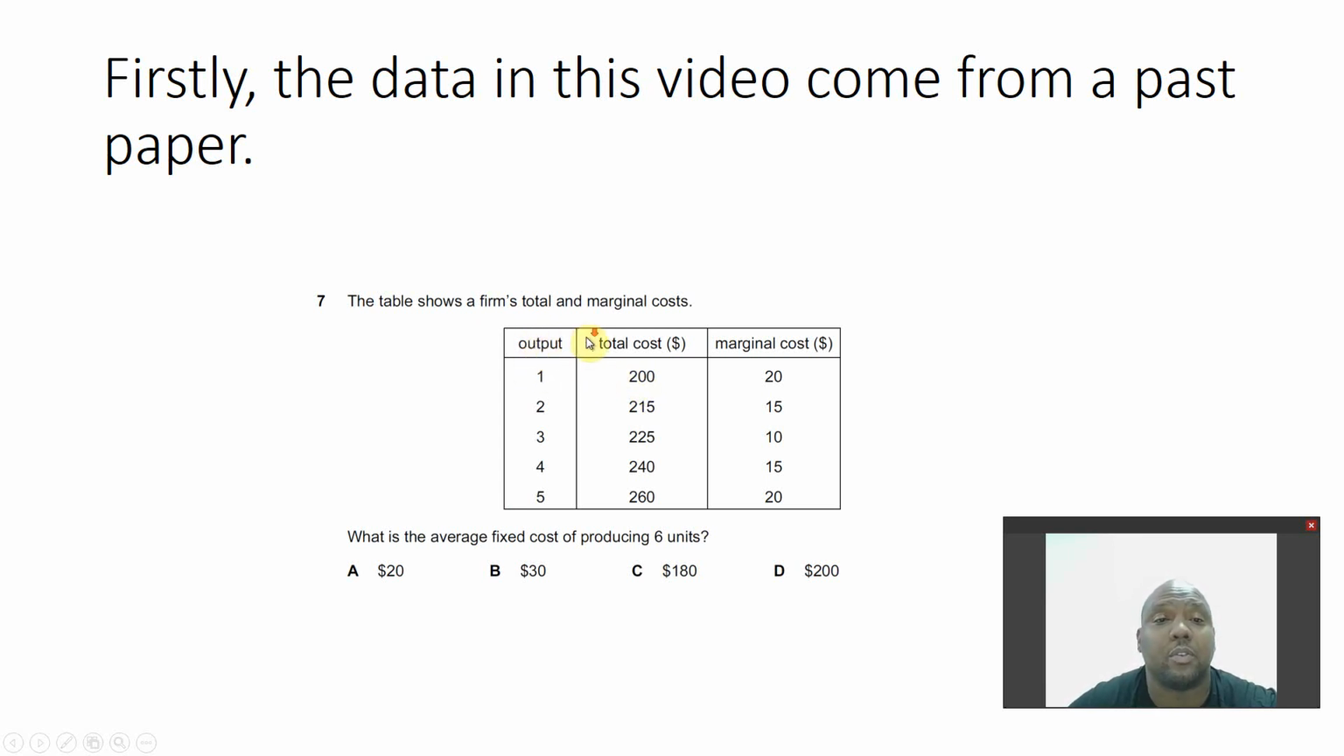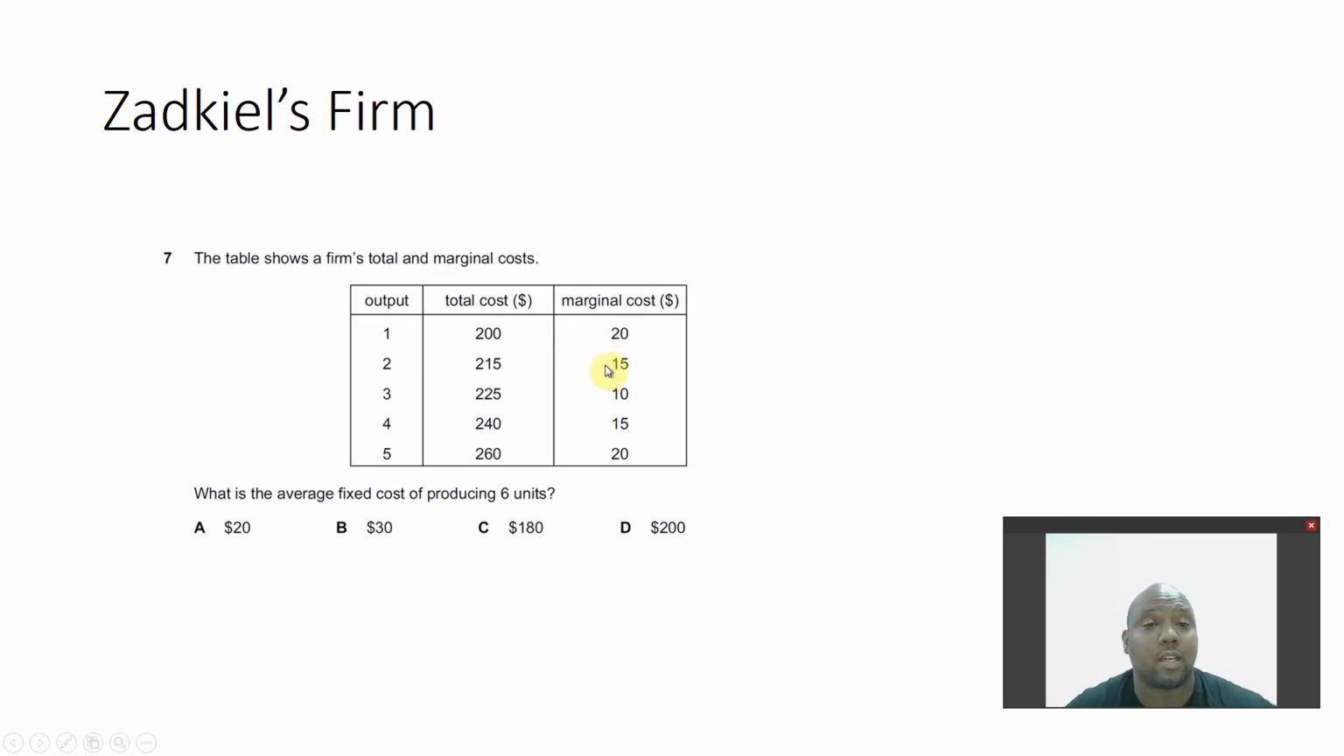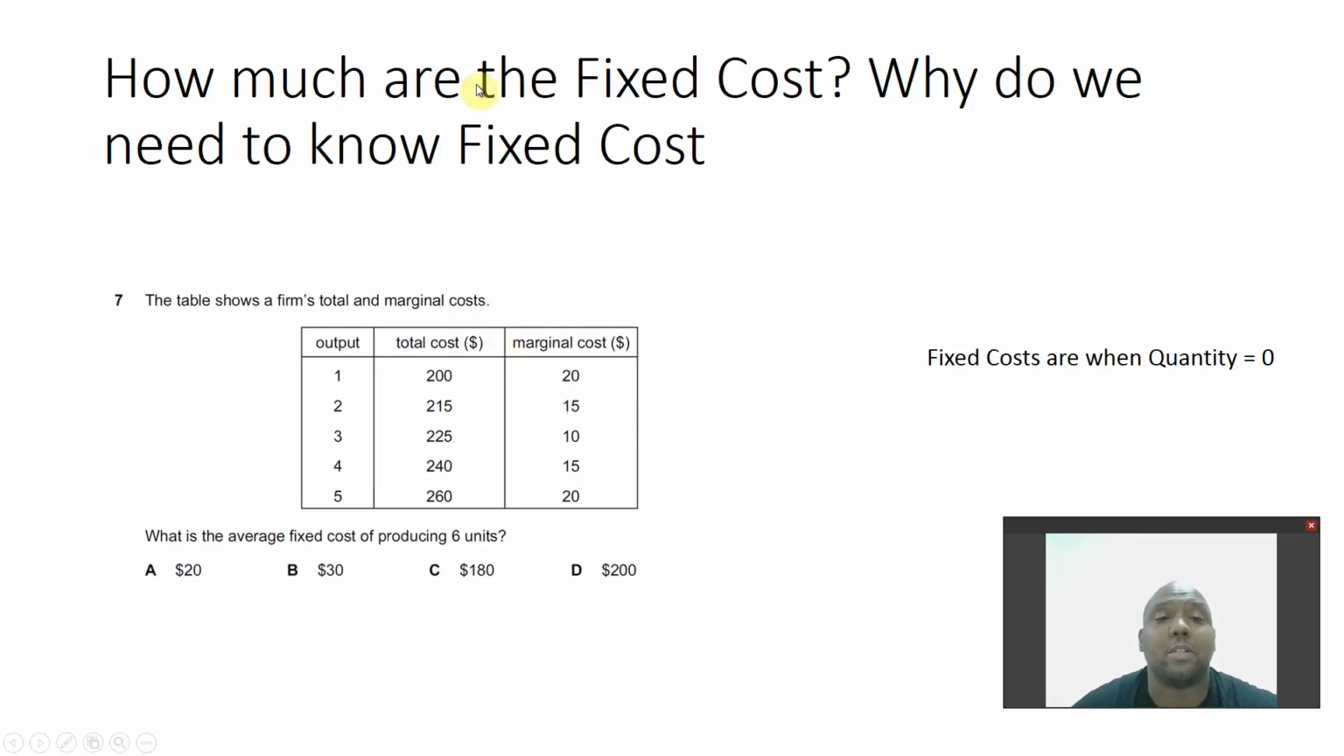Okay, and I'll talk about that in the future. So this is my firm. Again, I'm using this data and say, okay, so now how much are the fixed costs and why do we need to know the fixed costs? So the fixed cost is when the quantity is equal to 0. In this case, when the quantity is equal to 0, the marginal cost said that the total cost has increased by 20. So as we go from 0 to 1, we have a fixed cost plus the 20 marginal cost. It increased by 20, which will give us this total cost of 200. So from that information, we know that the fixed cost is 180.